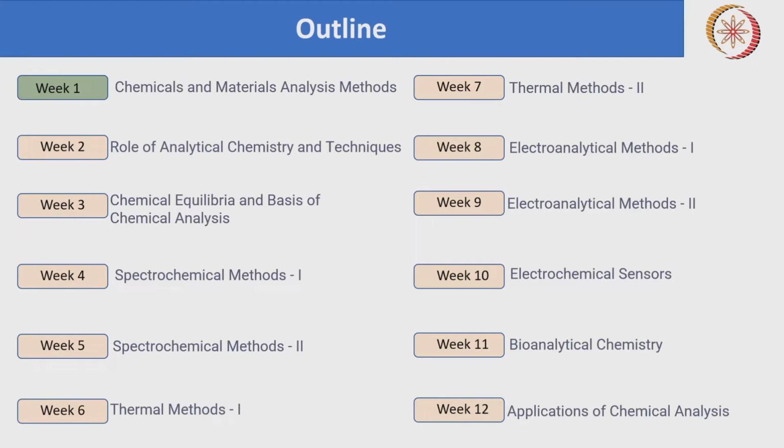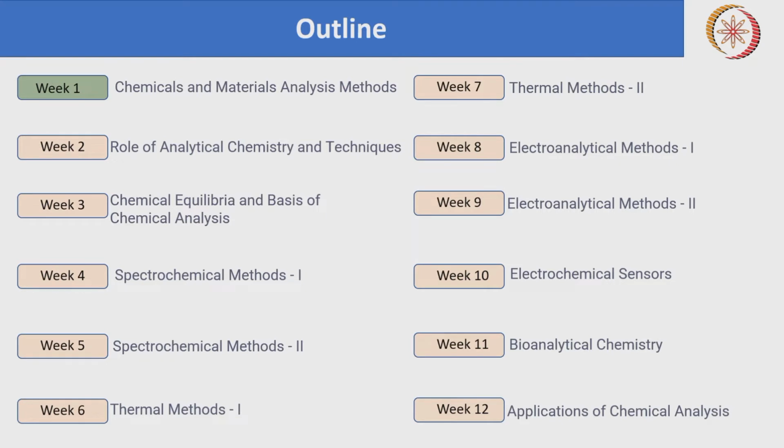Last class we discussed the chemical and materials analysis method. In the first class, basically we learned the importance of analytical chemistry, its applications, and how we can use the concept of analytical chemistry in different fields. Those things we have learned.